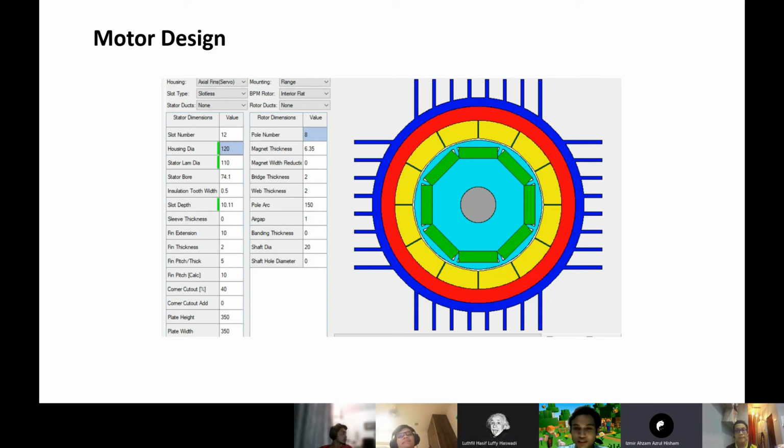For the motor design, we use a CAD software called MotorCAD. In this software, we can see a few colors representing each part of the motor. This view represents the radial view of the motor. Green represents the magnet and blue represents the lamination around the magnet. The copper coil is represented by yellow, and we can see that we have 12 slots for the coil. The red color represents the stator lamination and the blue color represents the housing.